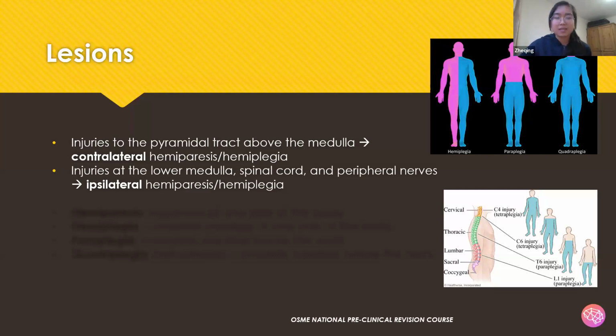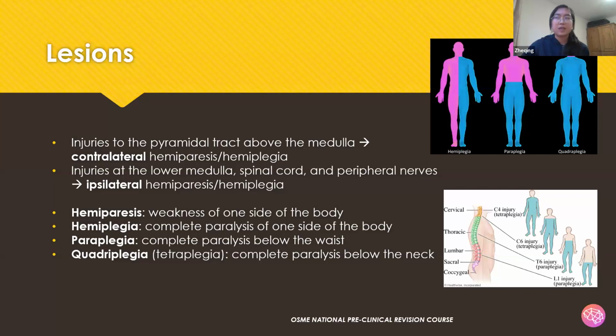So just to explain these different terms, like hemiparesis and hemiplegia, which sound quite confusing. Hemiparesis is weakness of one side of the body. Paresis is weakness, and hemi is half. And hemiplegia means complete paralysis. So the difference between those two just depends on the extent of damage.